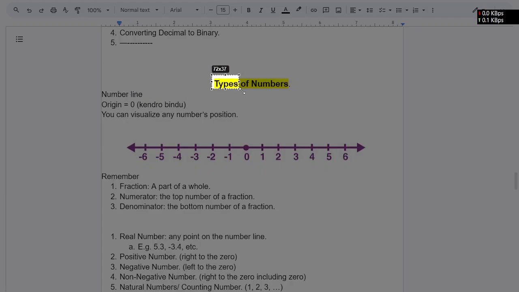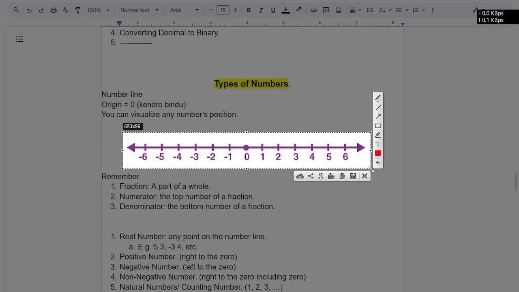In this video, we will discuss types of numbers. This is the number line. In the number line, this is the origin. It is 0, and if we go to the right side, you get the positive numbers, and if we go to the left side, you get negative numbers.